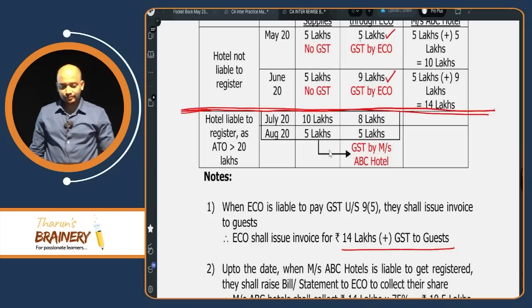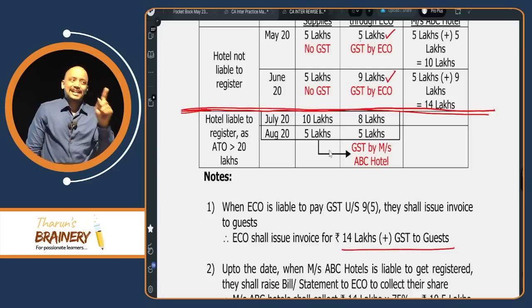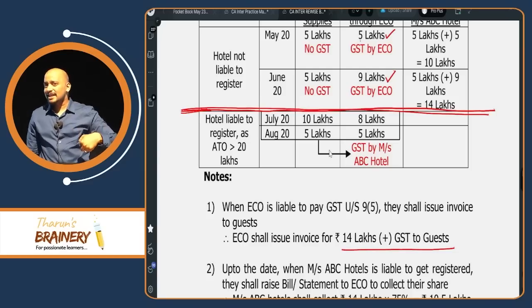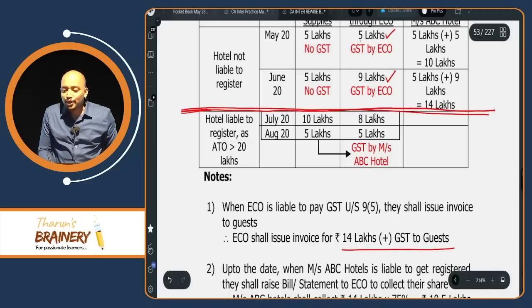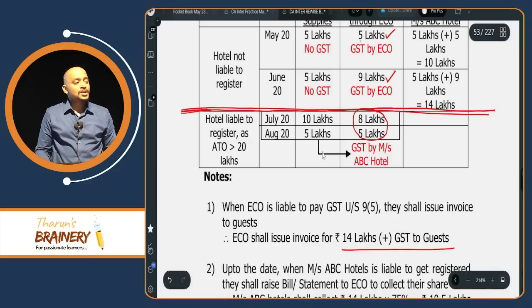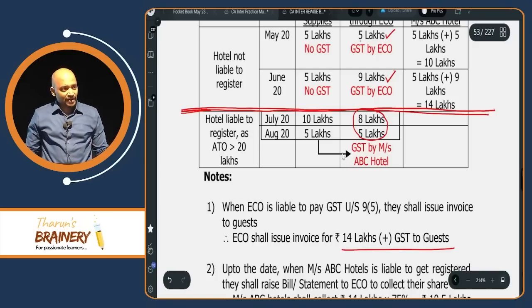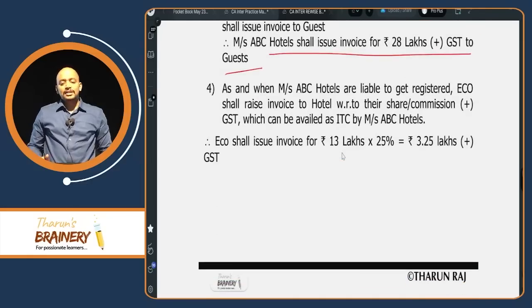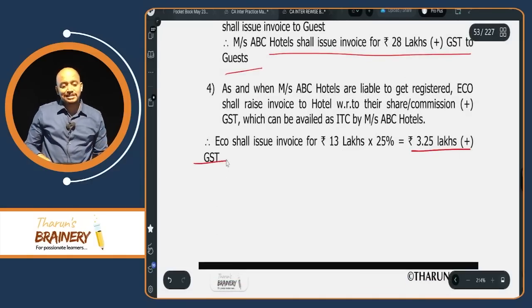25% of what? 28 lakhs or 13 lakhs? 13 lakhs. Sir, with respect to direct supplies, why do they need to give a share to the e-commerce operator? Only with respect to these two, they will give a share. What is that? 8 plus 5, 13 lakhs. 13 lakhs into 25% is what? 3.25 lakhs plus GST. On that, who should pay GST?